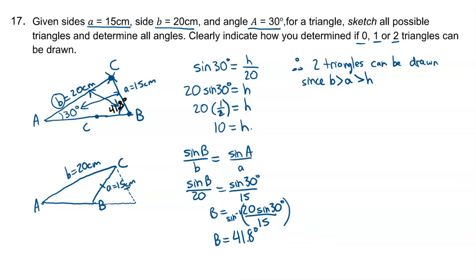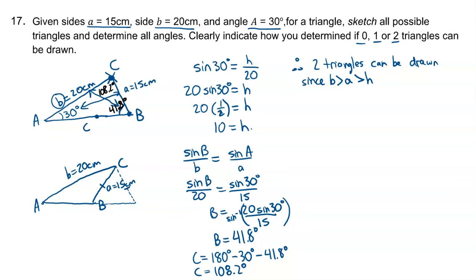Now angle C is fairly straightforward to solve from there, because angle C, well, that's just going to be 180, because all 3 angles add to 180, so it's 180 minus 30, the A value, minus 41.8 degrees. And so that angle ends up being an angle of 108.2 degrees. So we could label that on there as well as 108.2 degrees.